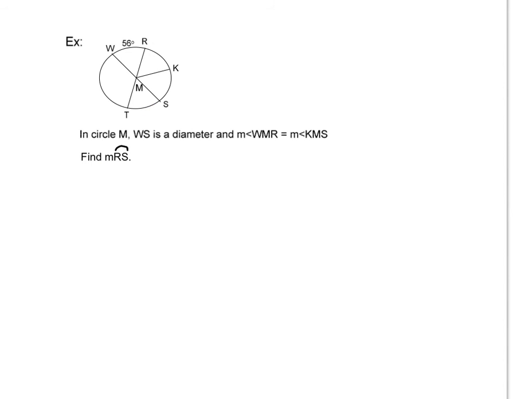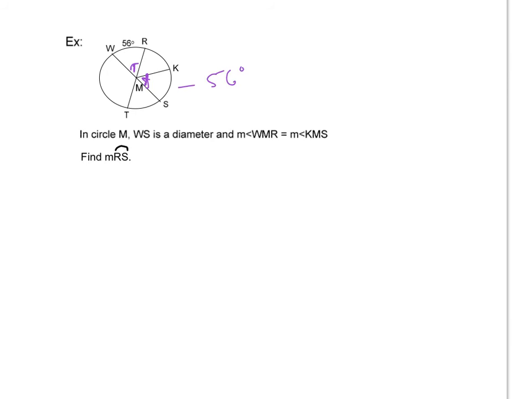Okay, let's try this one right here. In circle M, WS is a diameter. So this right here is a diameter. Okay, and measure of angle WMR, that's this guy right here. This angle is congruent to KMS, which is this guy, which now means that this arc length must also be 56 from our theorem.